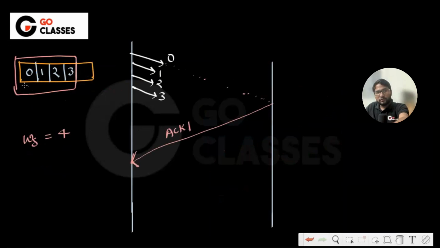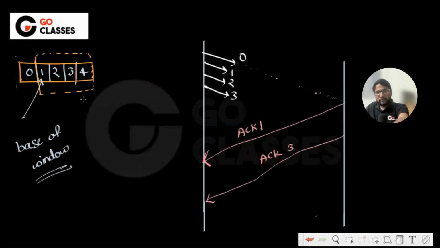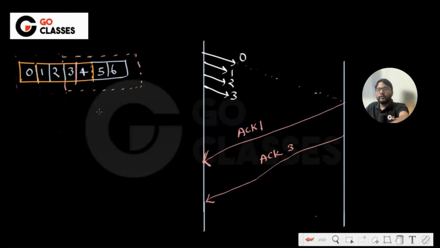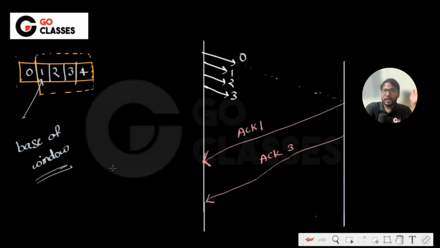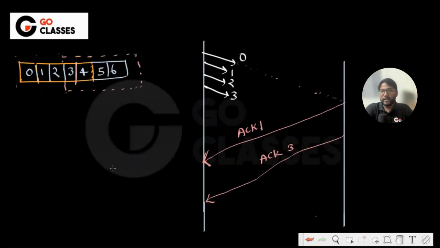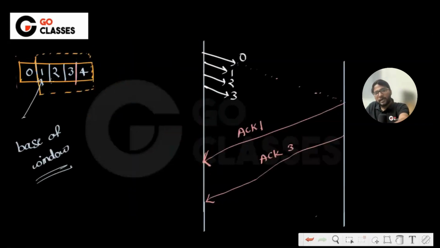So the window size is 4. So here 4, then 3, 4, 5, 6, right? So window size is always 4. I mean, in this example, I'm taking the window size 4. So this is the initial window. The moment I get ACK 1, I will be shifting it 1. The moment I get ACK 3, I will be shifting till 3, right? So now the window is having 5, 6 also. Earlier it was having 0, 1, 2, 3. Then I shifted it, and this is the situation after shifting, right?